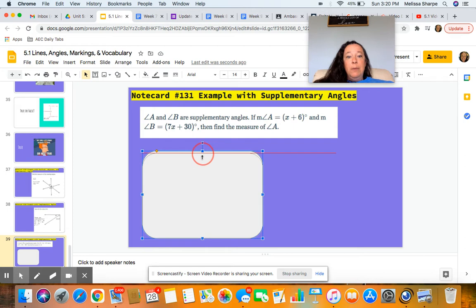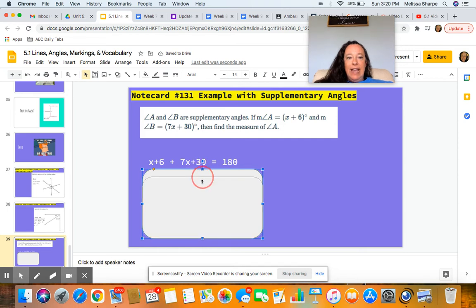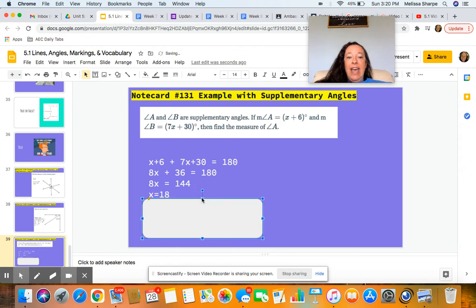All right, so they're supplementary, so I add them together and set them equal to 180 like so. Then I combine like terms, and I get 8x plus 36 equals 180. I subtract 36 from both sides. I get 8x equals 144. Divide by 8, you get that x equals 18.